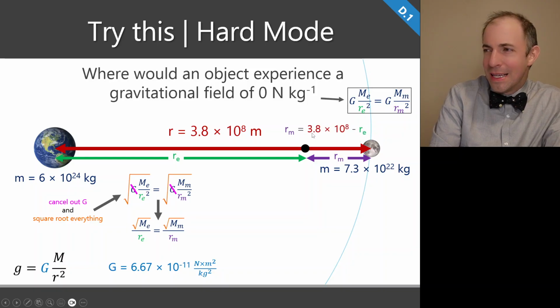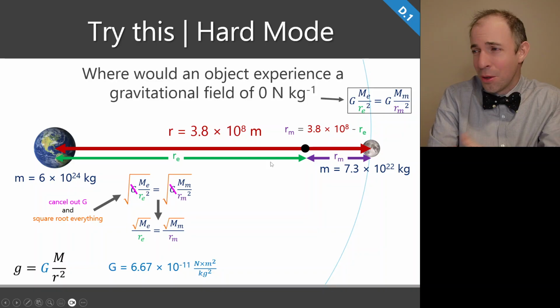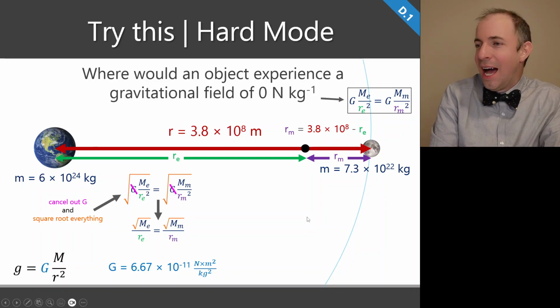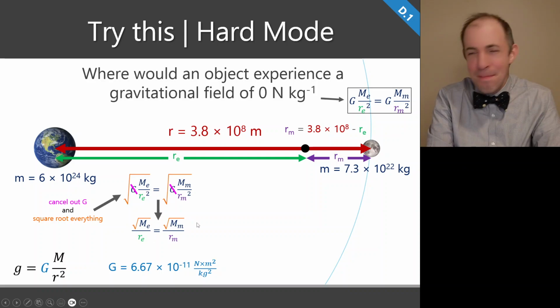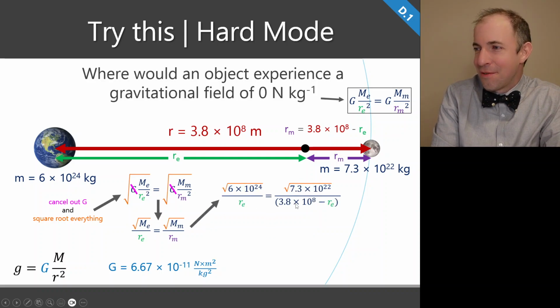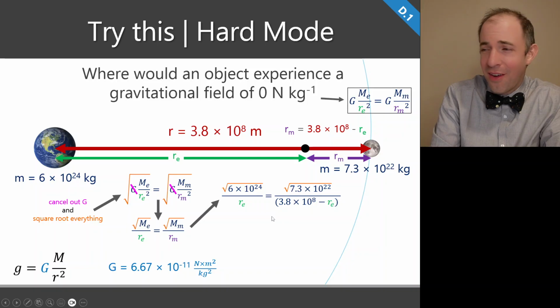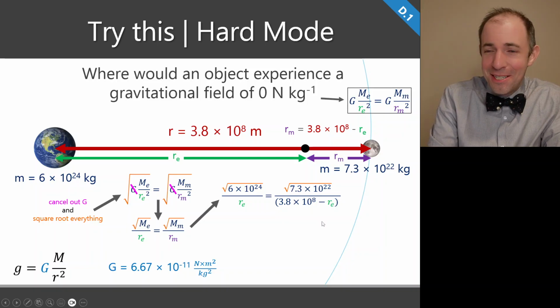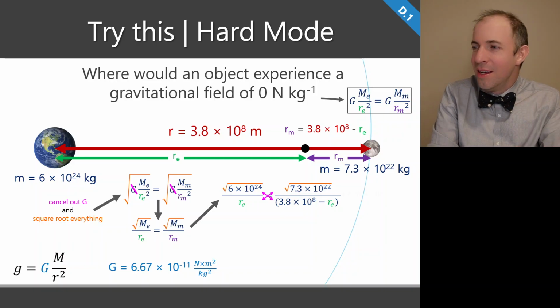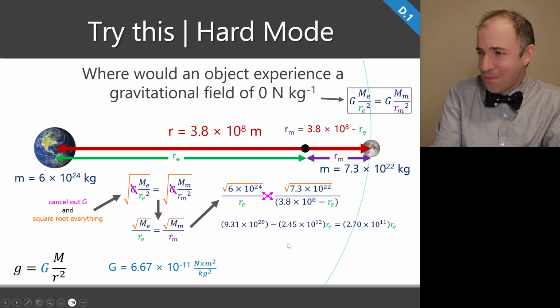Now, RM is just 3.8 times 10 to the 8th minus RE. Those have to add up to this total distance. So that's going to help me minimize one of these unknowns. I'll just plug that in for RM, and I just have RE. Now I have to do some pretty intense cross multiply and do some algebra, and I will end up getting a system that looks like this.